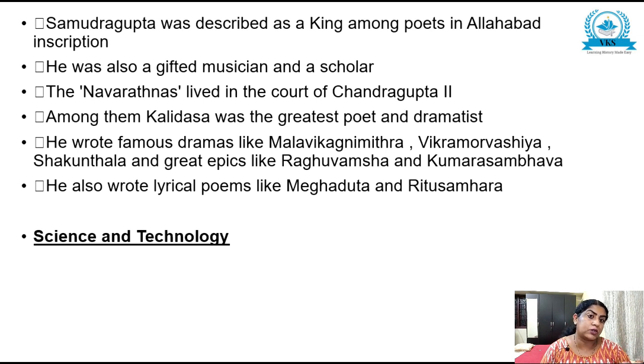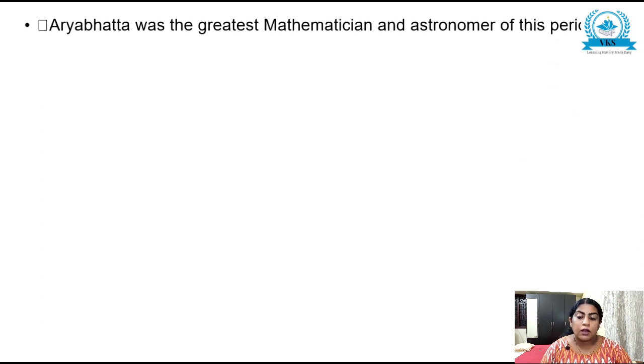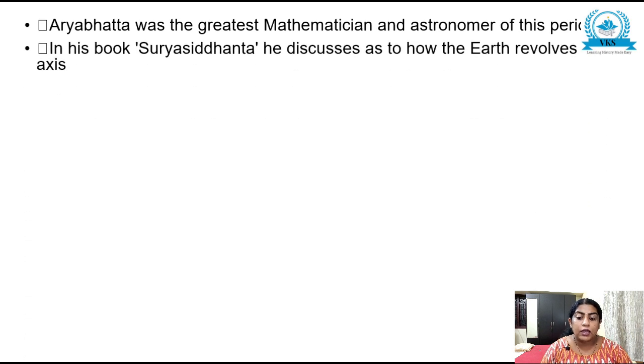So we wrote the introduction, then revival of Hinduism, education, literature. This is how you build the essay. Subheadings you will have to learn first clearly and then the detailed description. Then science and technology. Tremendous progress was achieved in the field of science, mathematics, astronomy, medicine and metallurgy. Aryabhatta was the greatest mathematician and astronomer of this period, and in his book Surya Siddhanta he discussed how the earth revolves on its axis.